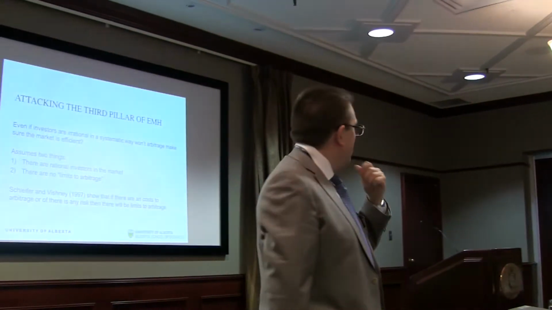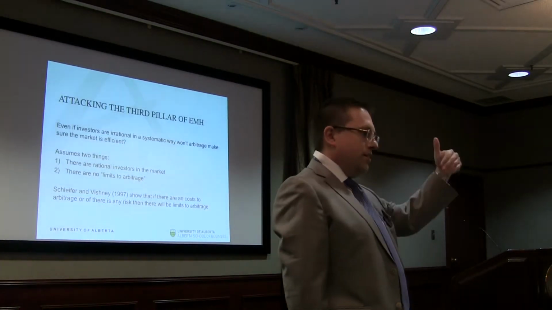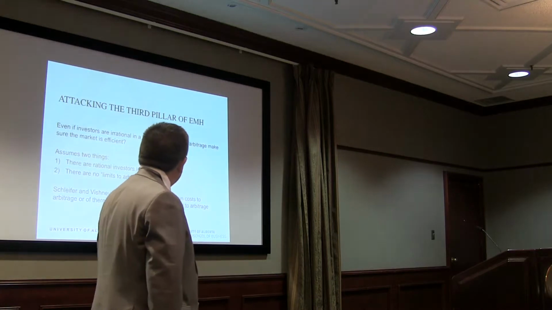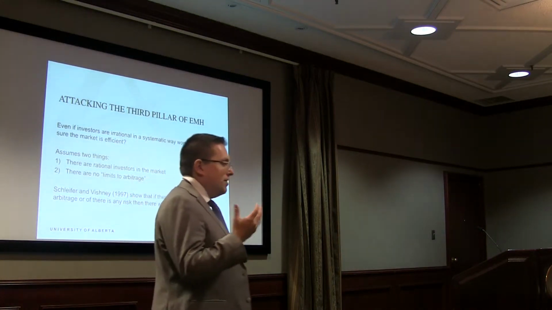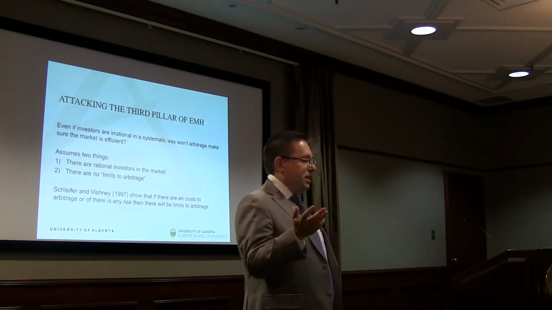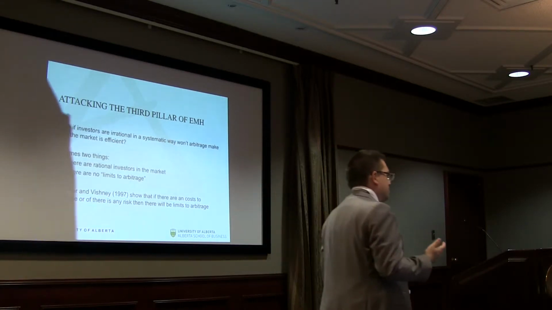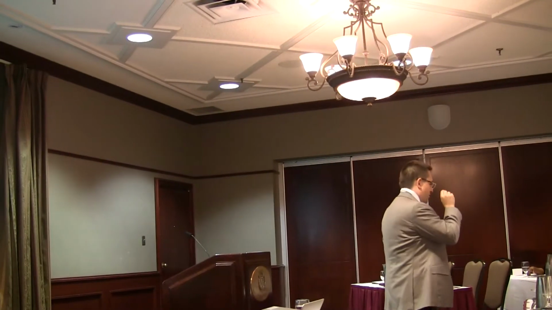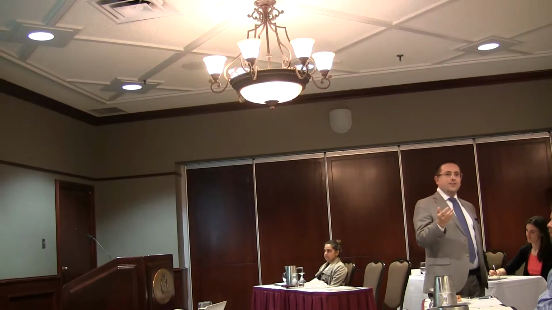Now, so those are kind of the first two pillars that have been attacked there. The third pillar of the efficient market hypothesis basically says that even if investors are irrational in a systematic way, won't arbitrage make sure the market is efficient? Well, this relies a lot on this idea of common knowledge. So we did a little experiment with common knowledge here earlier.